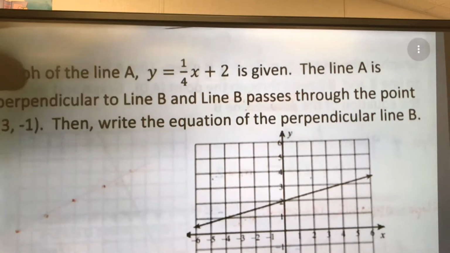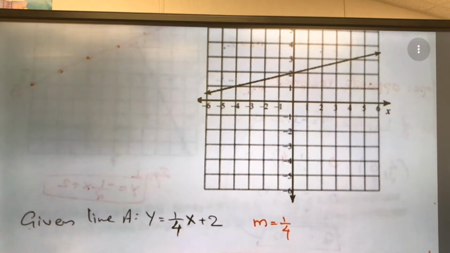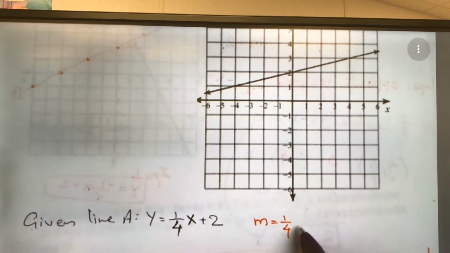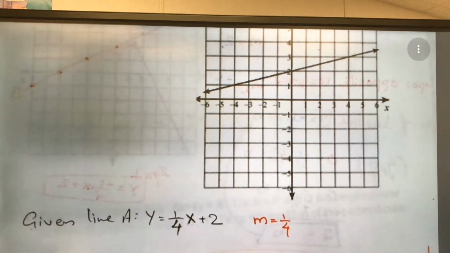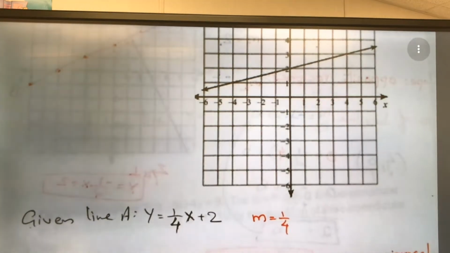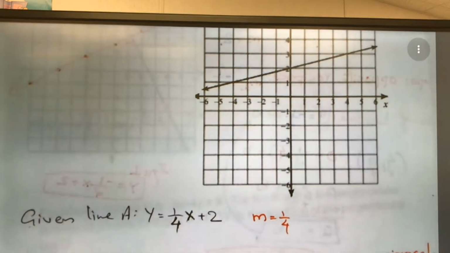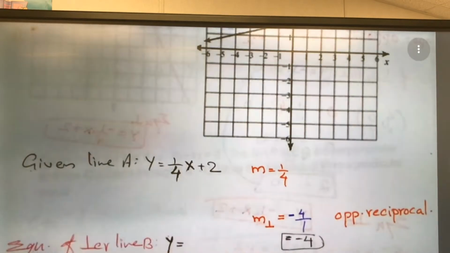So my given line is y equals negative 1/4 of x plus 2, and the slope of the line is negative 1/4. So we need to write the equation of a perpendicular line. The slope of the perpendicular line should be the opposite reciprocal. So this is the slope of the given line. The opposite reciprocal of that is 4 over 1. Normally we don't write 4 over 1. 4 over 1 is 4. So it becomes 4. Now I need to write the equation of my perpendicular line.